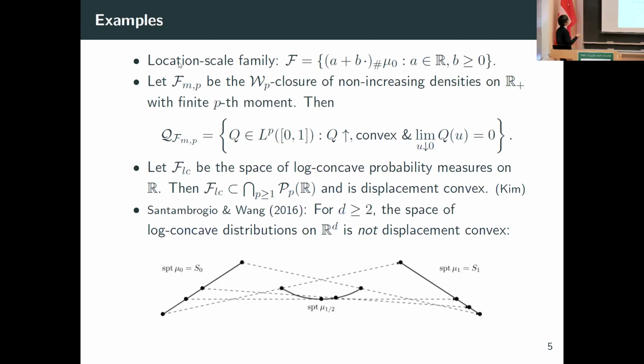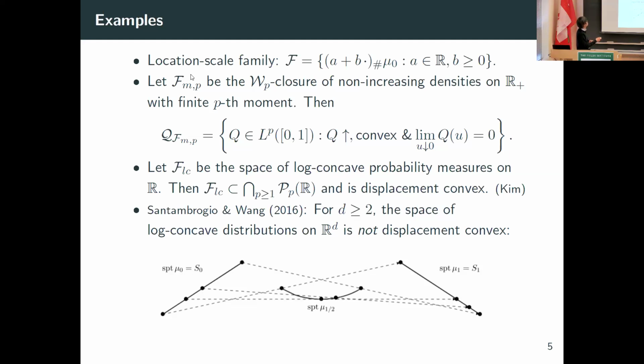These are the two examples that we care most about, and we do these two examples mainly because they are displacement convex. Suppose that I consider the space of monotone densities on R plus. In this case, I need to have the finite p moment. When we do the MLE, we do not need the moment condition, but when we do the Wasserstein, we have to fix the p as well.